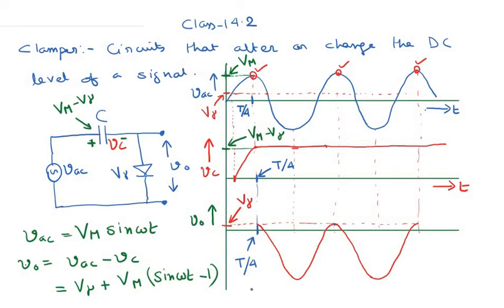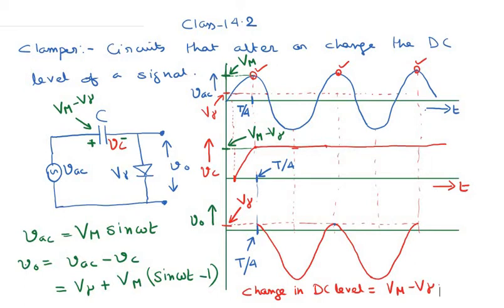Okay, so the change in DC level is equal to Vm minus V gamma. Note that in this case there is actually no change in the shape of the signal. Clipper circuits that we have studied earlier also change the shape of the signal, so they clip off portions of the signal. Clamper circuits, on the other hand, do not change the shape of a signal. They basically shift or change the DC level of a signal.